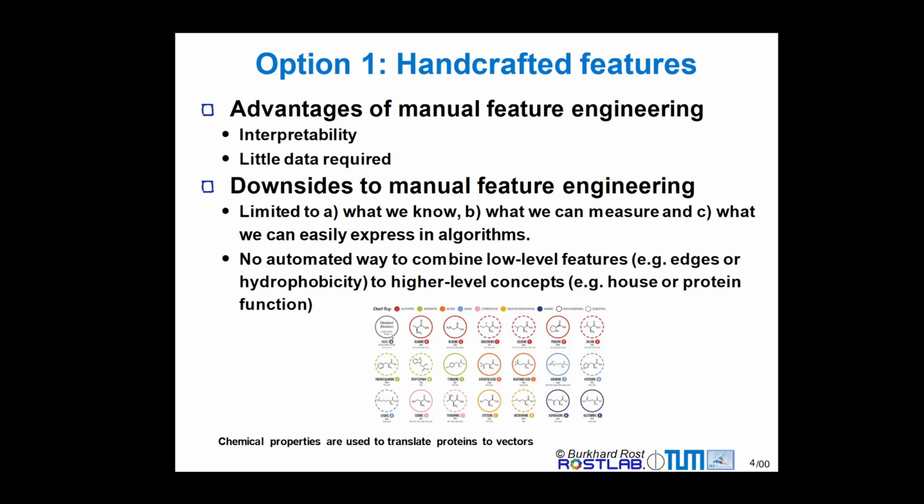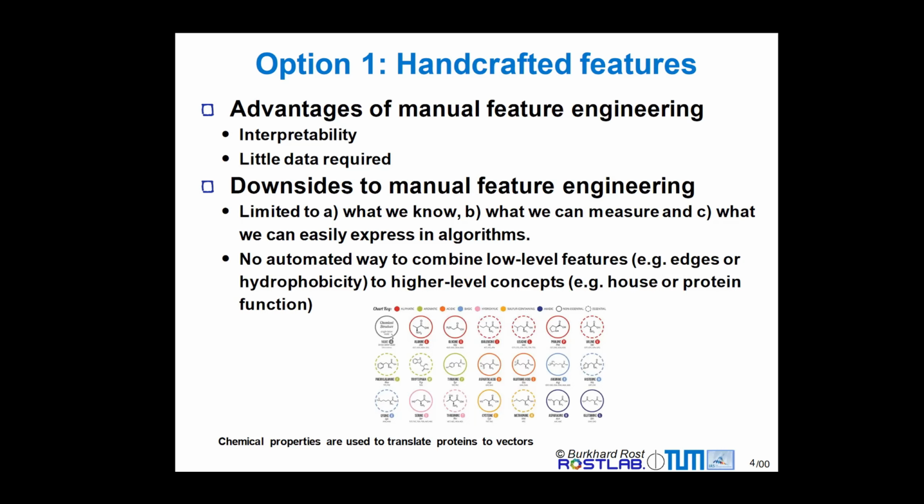Another problem of these handcrafted features is that there is no automated way to combine these low-level features. For computer vision, these low-level features would be an edge, for example, so just some edge detection in images, or in our case, hydrophobicity. But usually what you want to do at the end of the day is find higher level concepts. In computer vision, you, for example, want to detect whether there is a house in an image, or for us, we would like to predict protein function, for example.